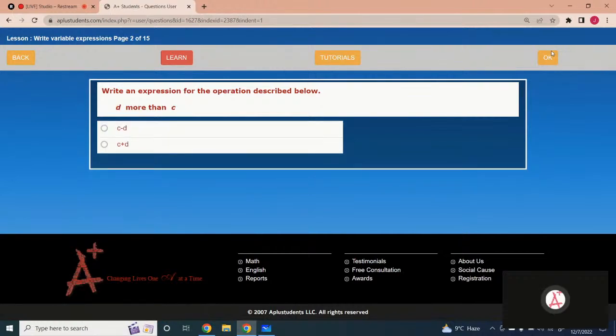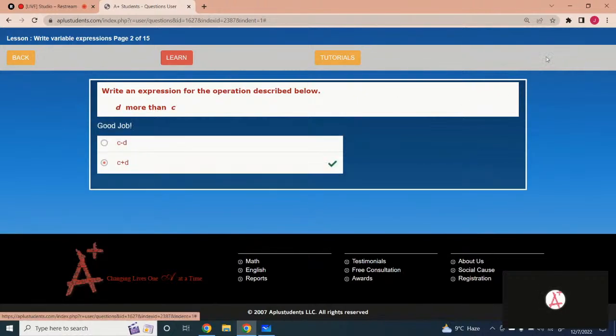Okay, the next one is write an expression for the operation described below. D more than C. That means you have to add. More is always you have to add. So you need to do C plus D. Either you write D plus C or C plus D. Both are same. Got it? So it would be C plus D. Got it? So just select the correct option, then click on the OK button.